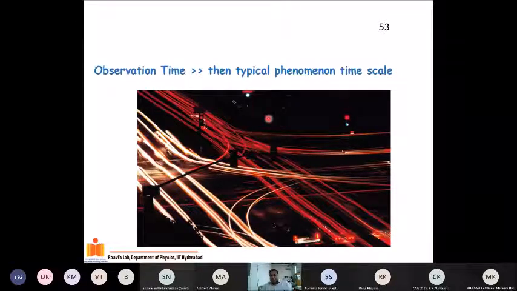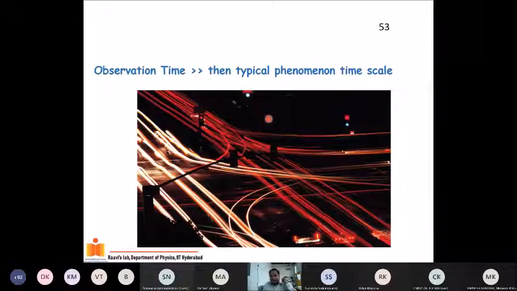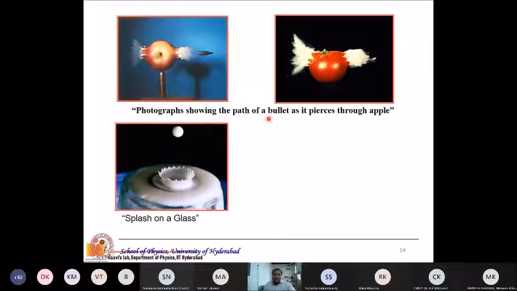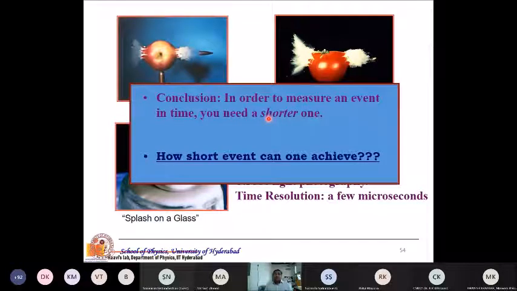Or in other words, if you start observing any phenomenon at much larger time scales than what it is happening, it tends to get blurred out. Okay. And you'll not see it. They get integrated and averaged out. This is how one can see what happens when you have an exposure with a long time scale. And this is the photograph which shows how, if you have a camera which is fast, you can see the measurements. The strobe light photography has a time resolution of a few microseconds, and you can see it. So the conclusion is, in order to measure an event, you need a shorter one.